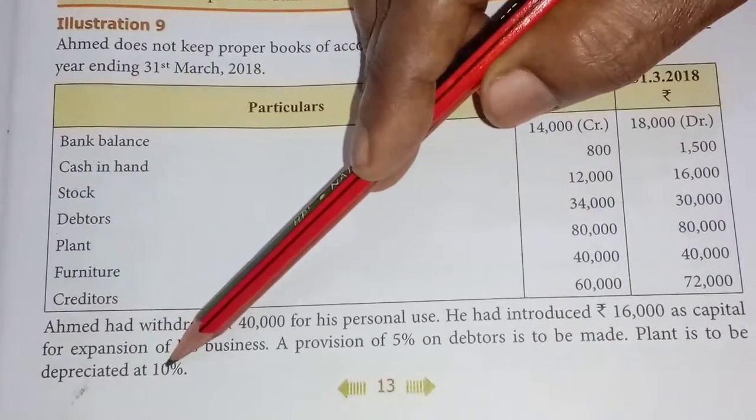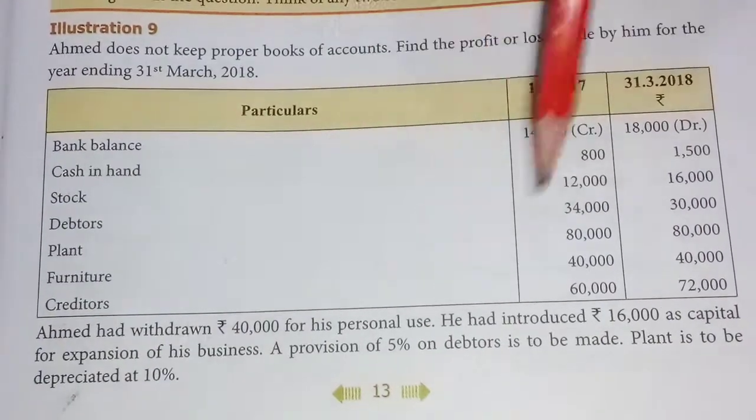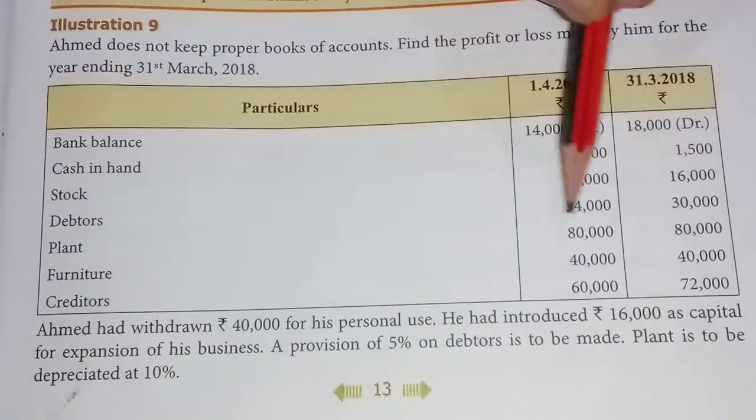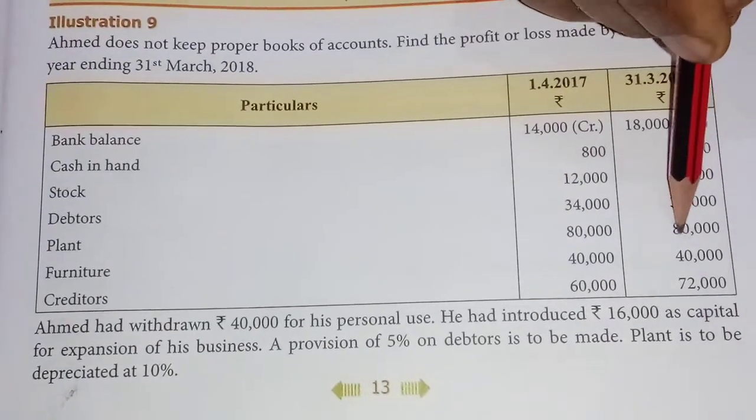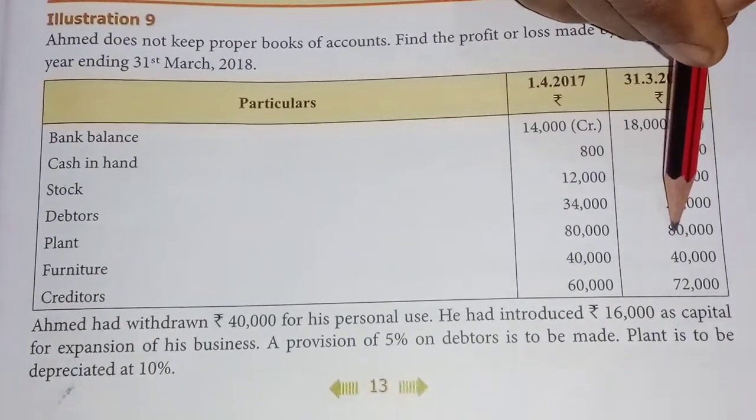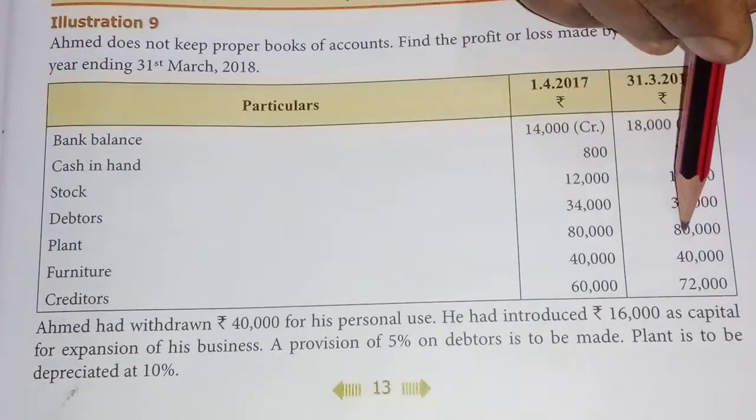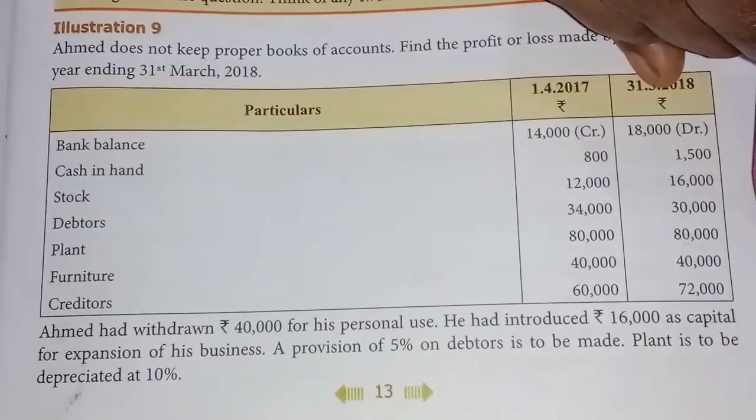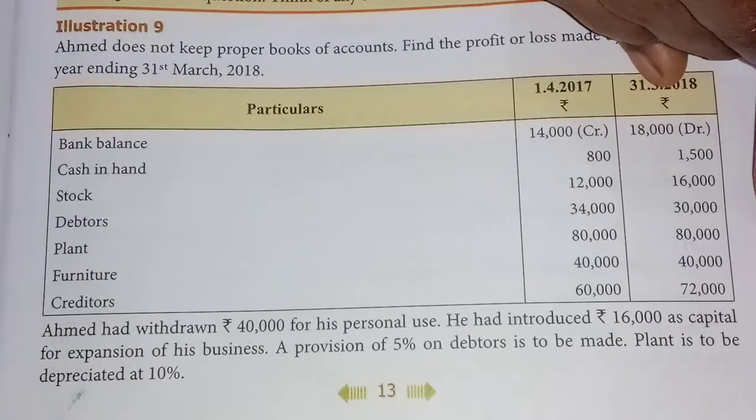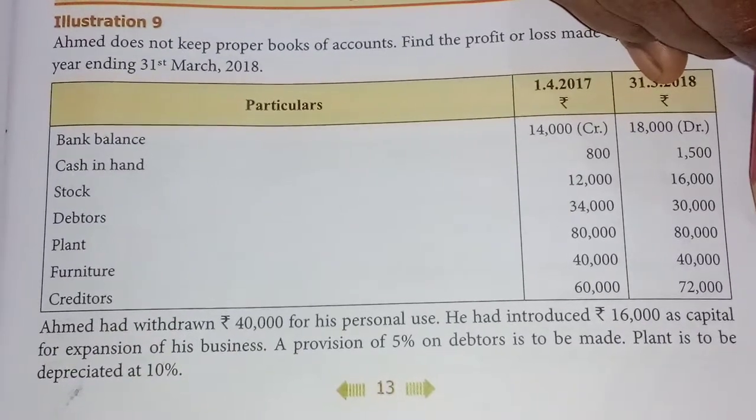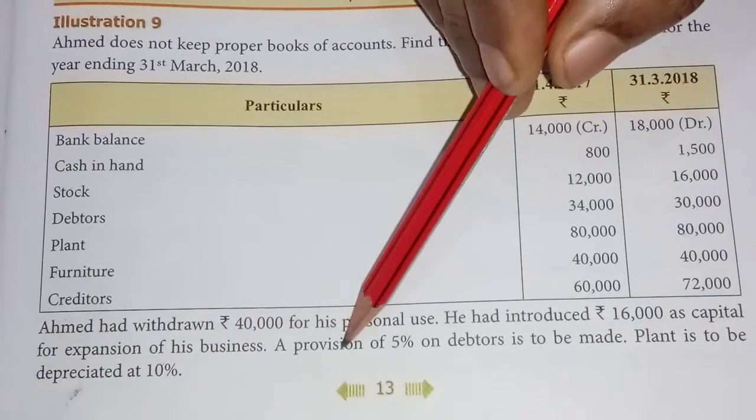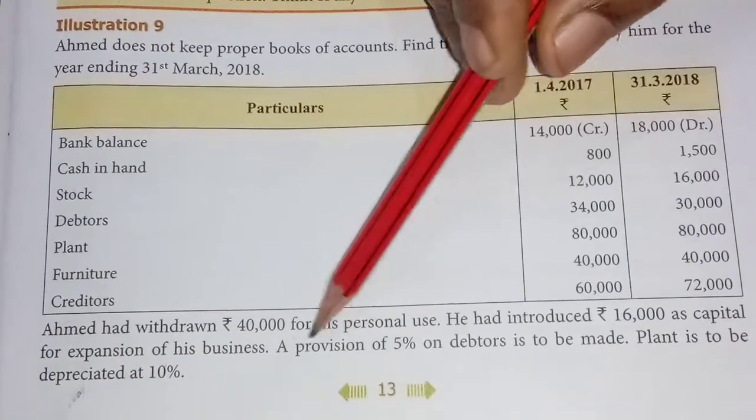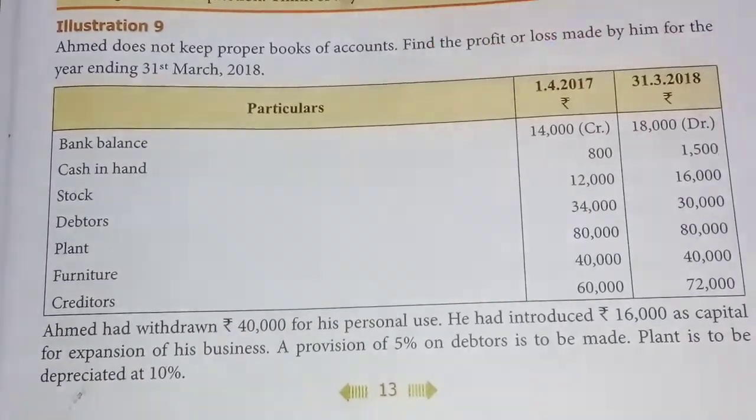Then depreciation is made on plant. Plant is 80,000. So when we prepare this statement, 8,000 you have to write in the inner column as less depreciation, and we will get the net amount 72,000 in the outer column. So only these two items in excess they have given. Let us see how it is explained.